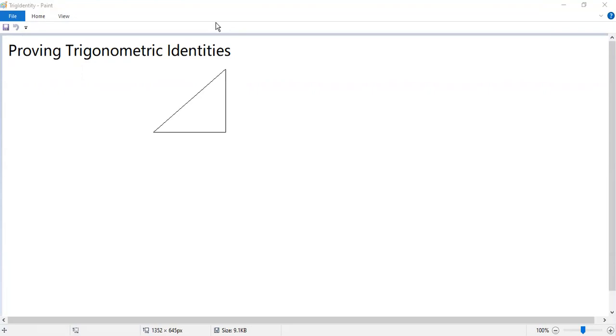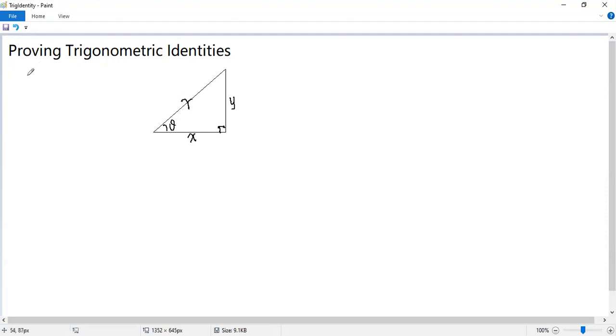As you know, proving trigonometric identities could be challenging. So today we want to talk about a straightforward but powerful method for doing this. Given a right triangle, we consider this angle theta, denote the adjacent side as x, opposite side y, hypotenuse r.